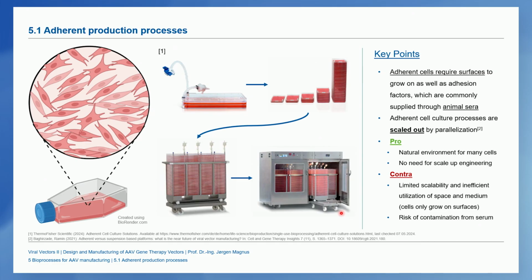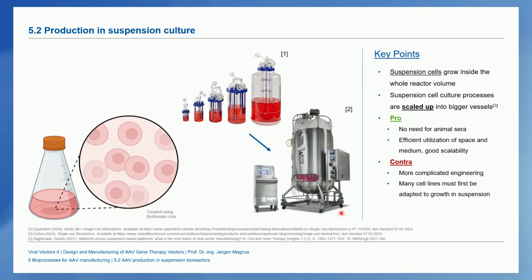So moving on to what most people are using today, this is the suspension culture. And here you can use a classical bioreactor, like a stirred tank reactor. You can start in shake flasks if you want, but then move into bioreactors that get increasingly big. Here is a picture of a bioreactor at 2,000 liter scale, and that is really the production scale of AAV viral vectors, where you would simply scale it up in several different steps into the 2,000 liter bioreactor.